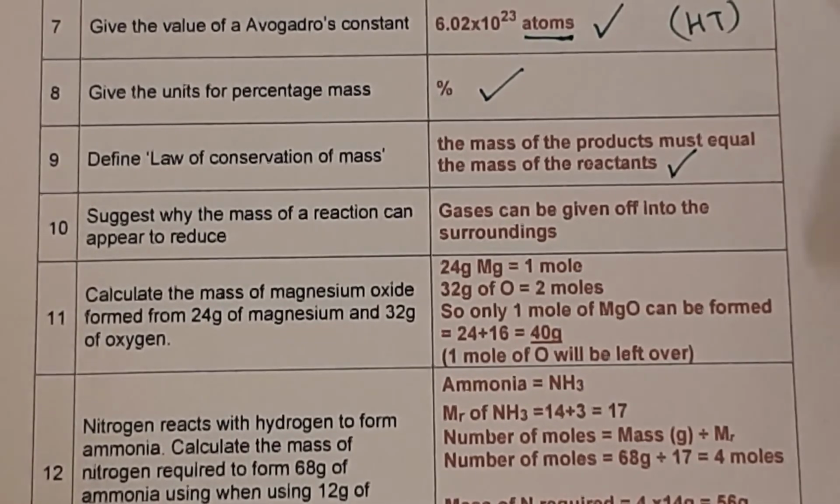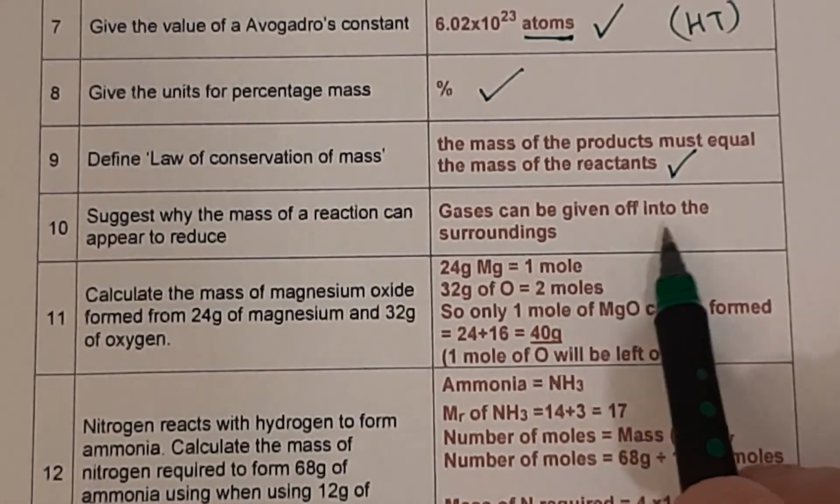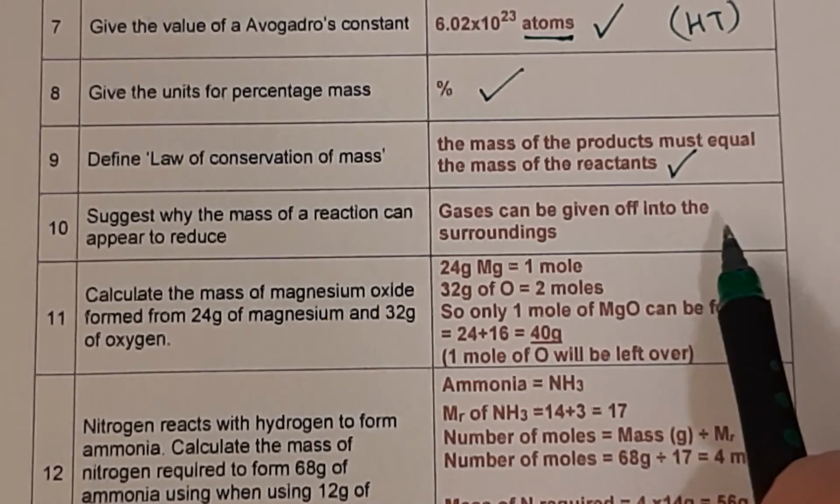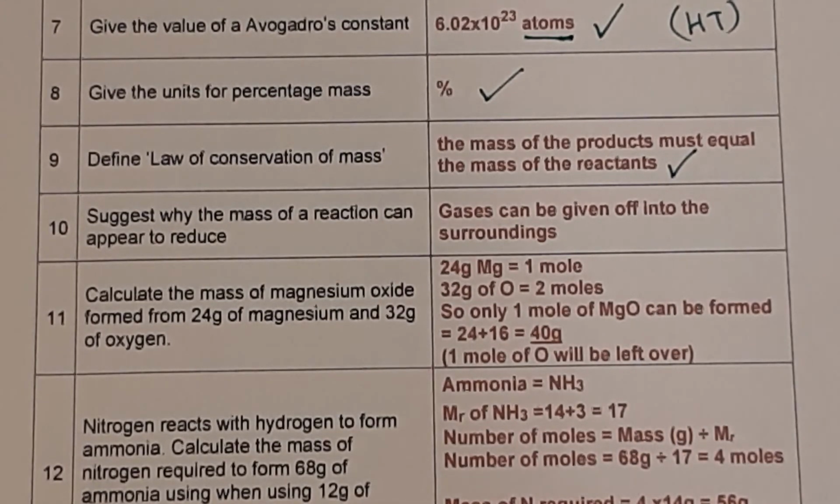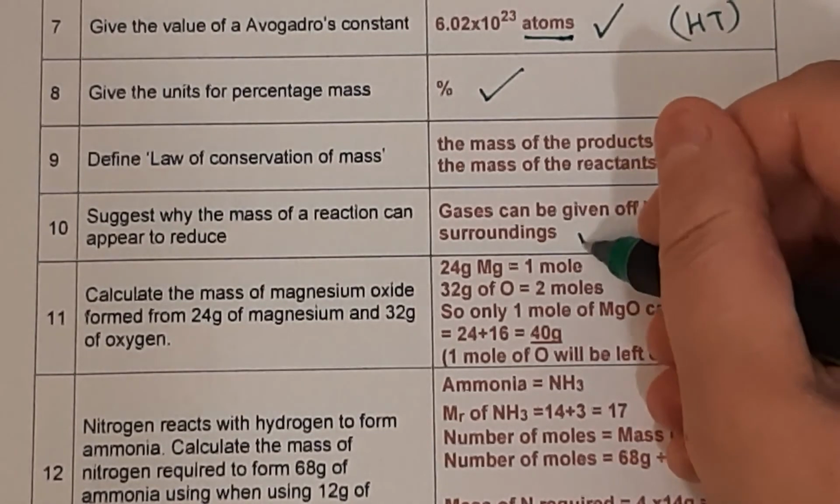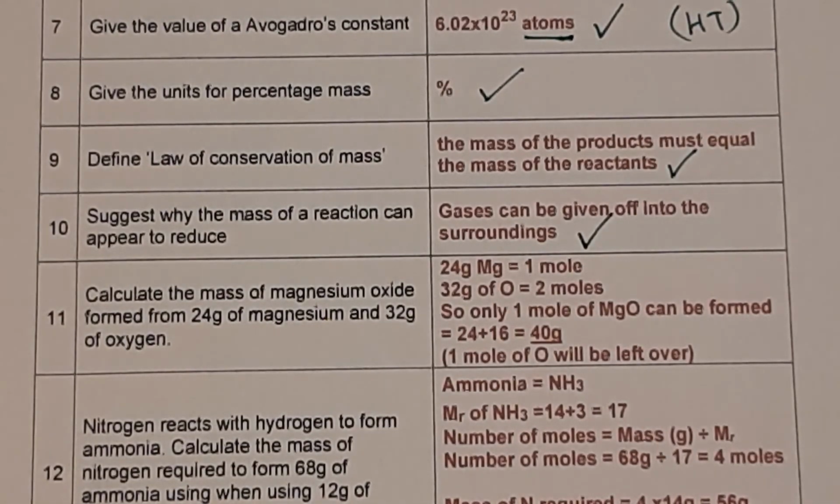Question 10, suggest why the mass of reaction can appear to reduce. Well, if gas is given off into the surroundings, then it appears to get lighter and the mass reduces, or looks like it's reduced. Question 11, calculate the mass of magnesium oxide formed from 24 grams of magnesium and 32 grams of oxygen.